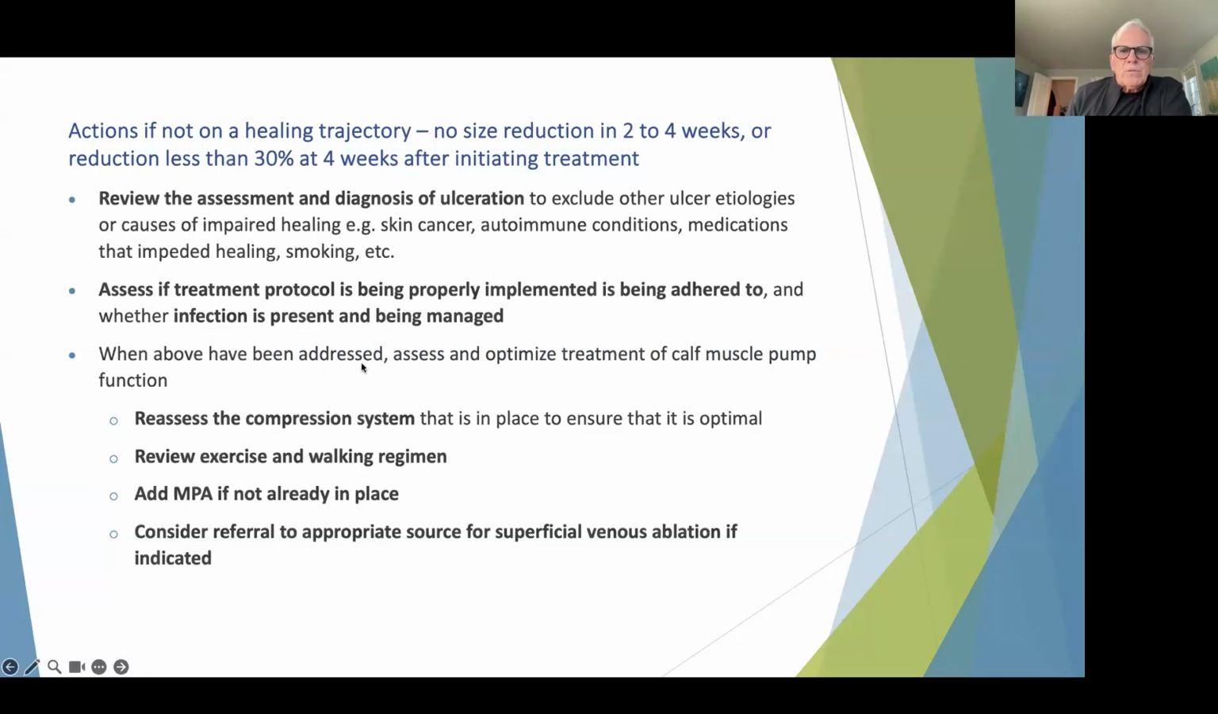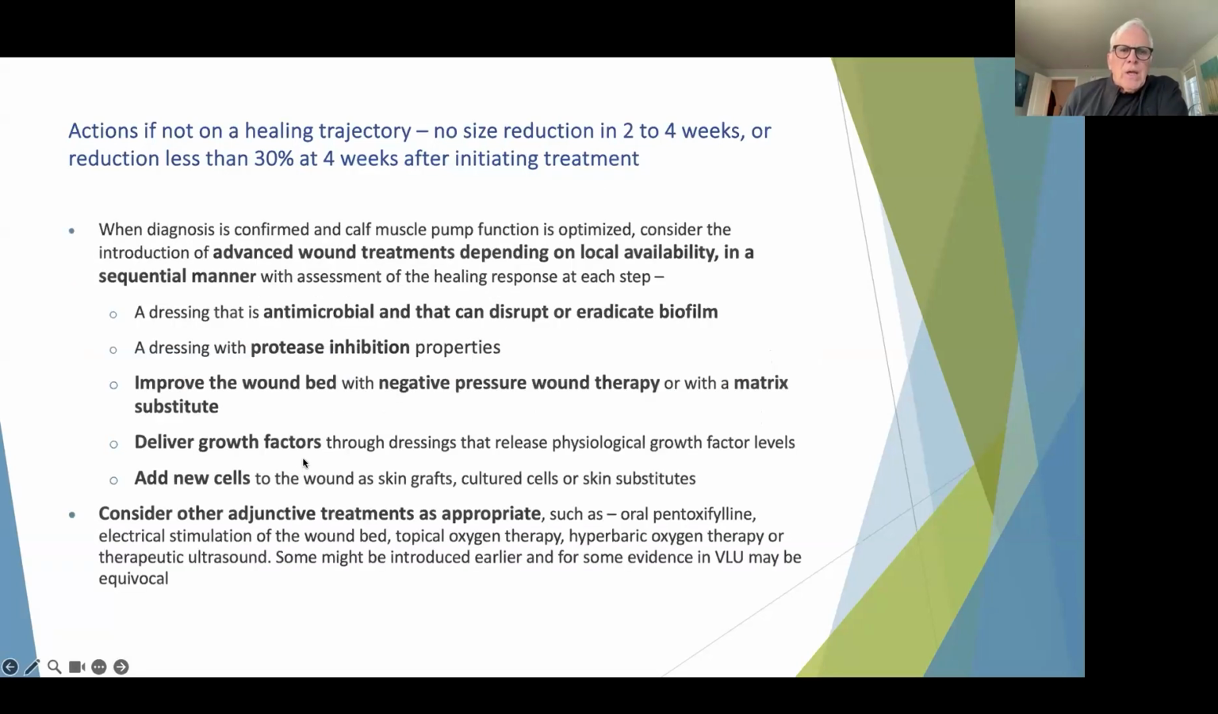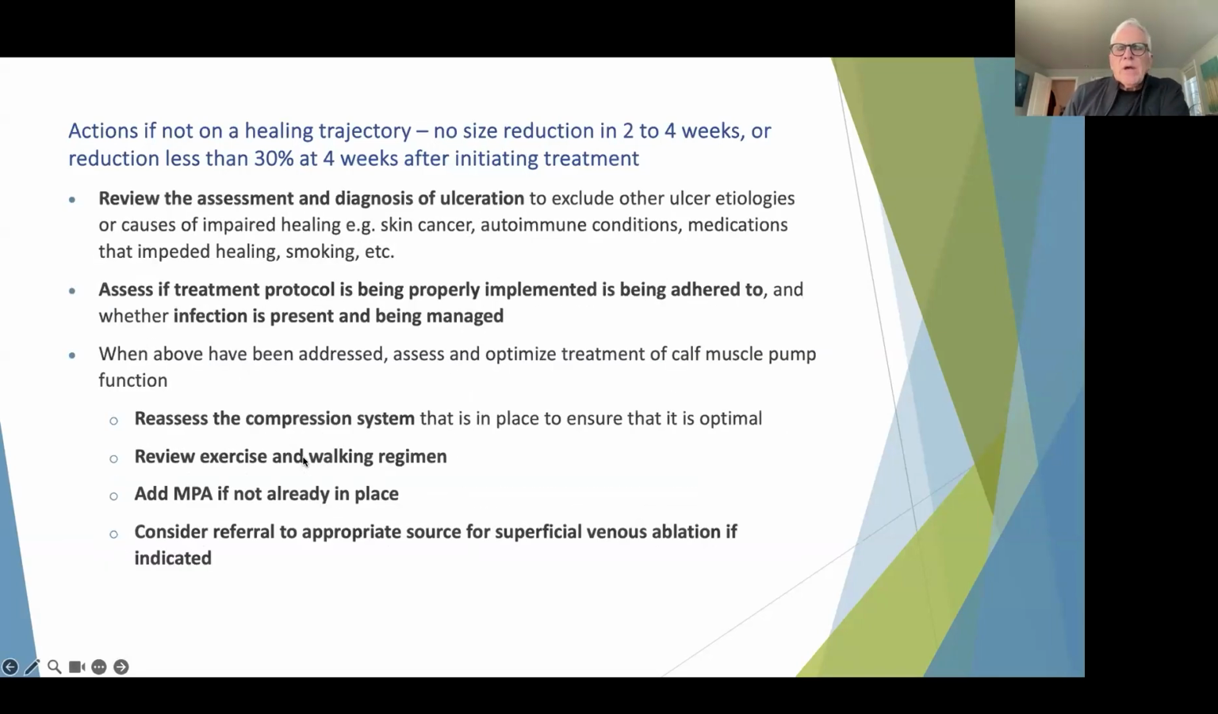the thing to do then is to really make sure you've optimized the calf muscle pump function. So, just recheck that compression system, as I said, review the exercise program. But then this is a time, if you haven't already used the muscle pump activation device, to add it if the wound is not responding. And also reconsider the potential for superficial venous ablation, which you would have already considered before, but reconsider it at this point as well.